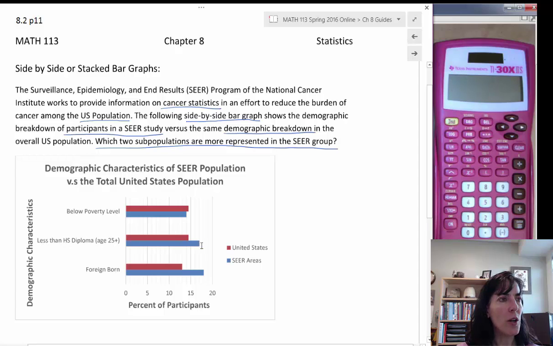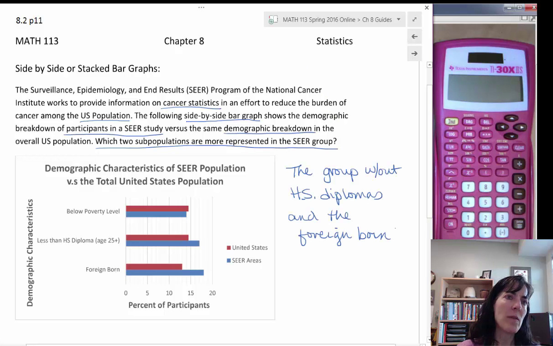There's a bigger bar in the blue area that they don't have a high school diploma in the SEER program versus the percentage in the United States that don't have a high school diploma. And then the below poverty level, it looks like the blue bar is shorter. So which two subpopulations are more represented? The answer to that would be the group without high school diplomas and the foreign born.